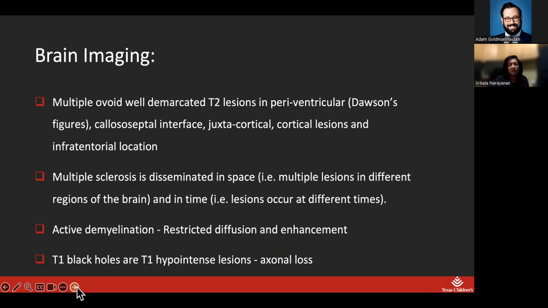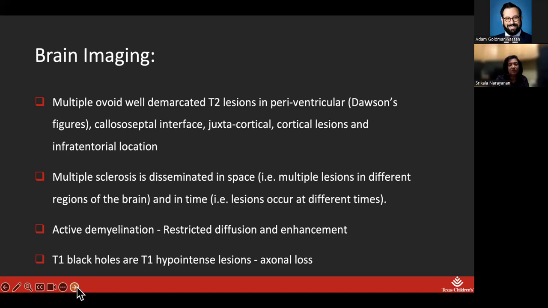So on imaging, you can see multiple ovoid, well-demarcated T2 lesions in the periventricular region. Typically on sagittal T2 FLAIR images, you'll see what's called Dawson's fingers. They can involve the callososeptal interface. They can be juxtacortical, cortical, infratentorial, so all your typical lesions. They are usually pretty well circumscribed, discrete, ovoid, in a perivenular distribution. Multiple sclerosis, by definition, has dissemination in space and time.